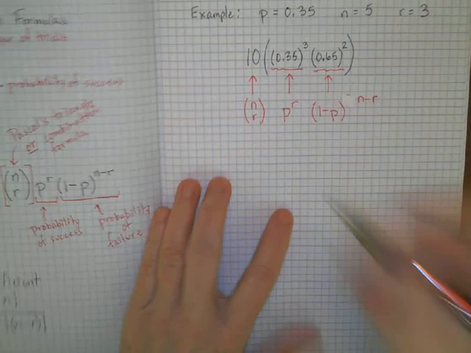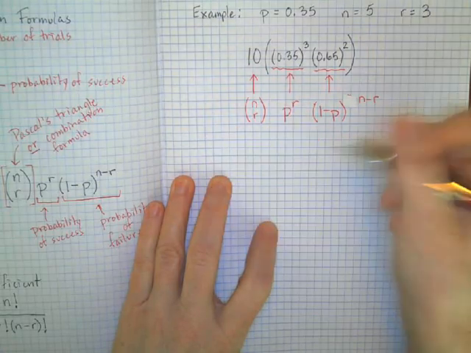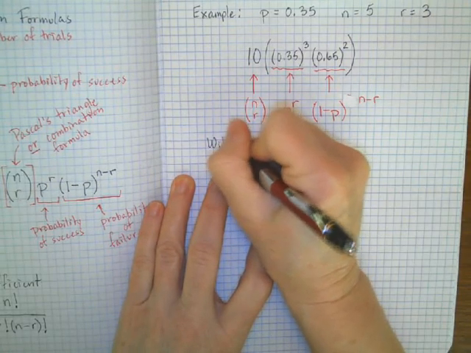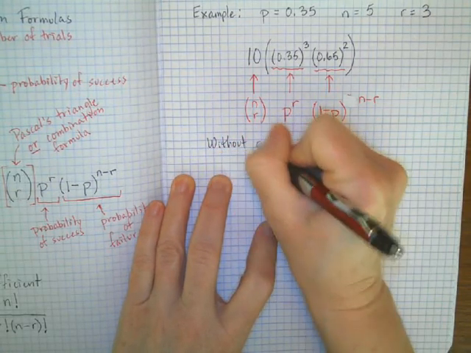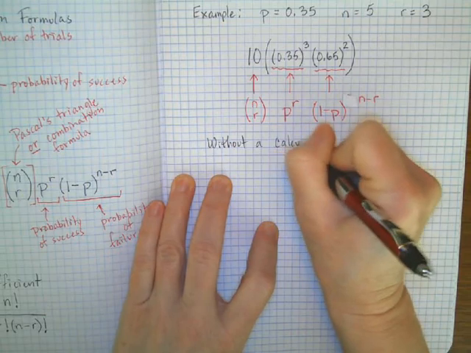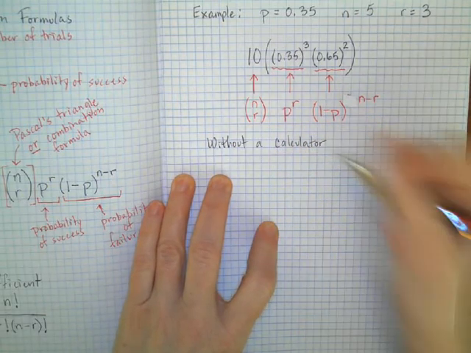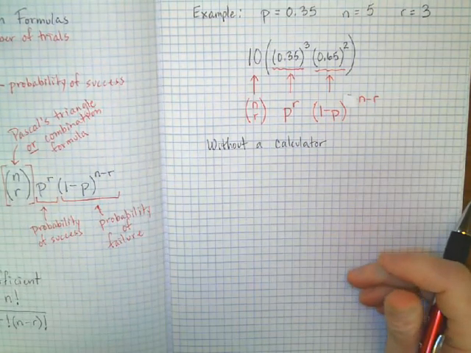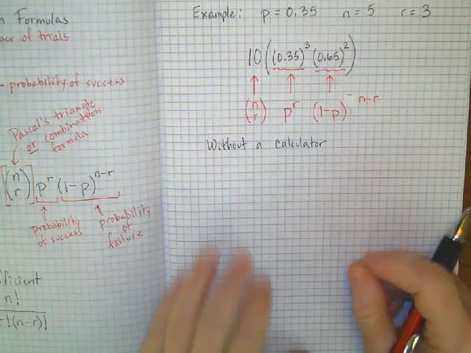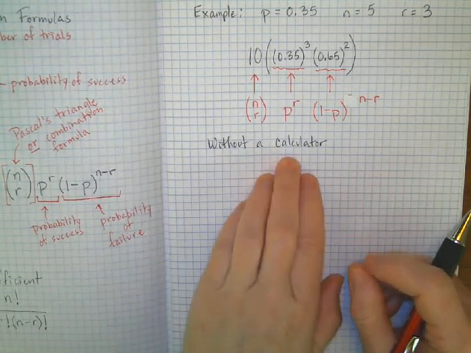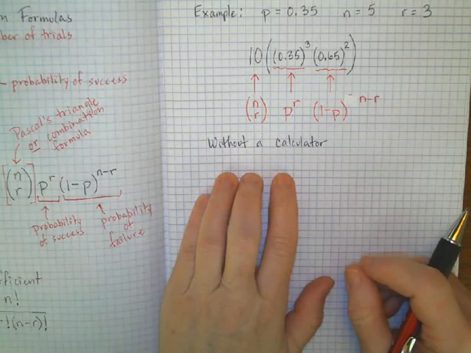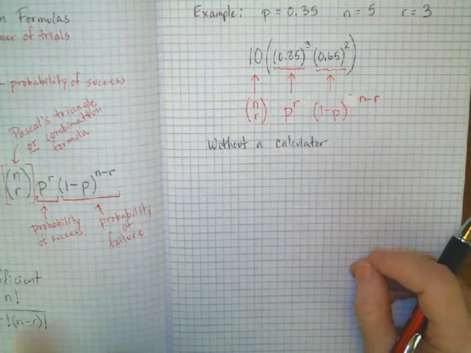So we're going to do it without a calculator, and then I'm going to show you how to do it with a calculator. Because you will be asked, if we ever take the IB exam, don't ask me when we take the IB exam, there are questions without a calculator and there's some with a calculator, so it's important to be able to do these both ways.